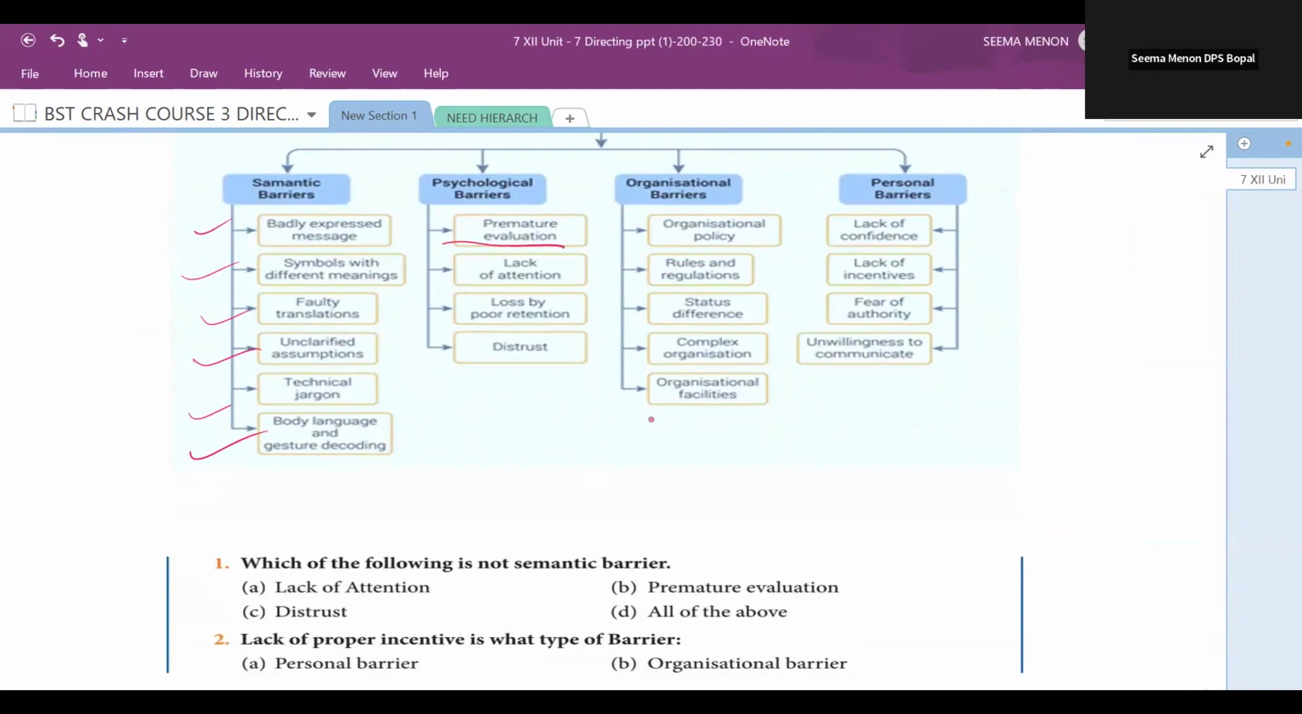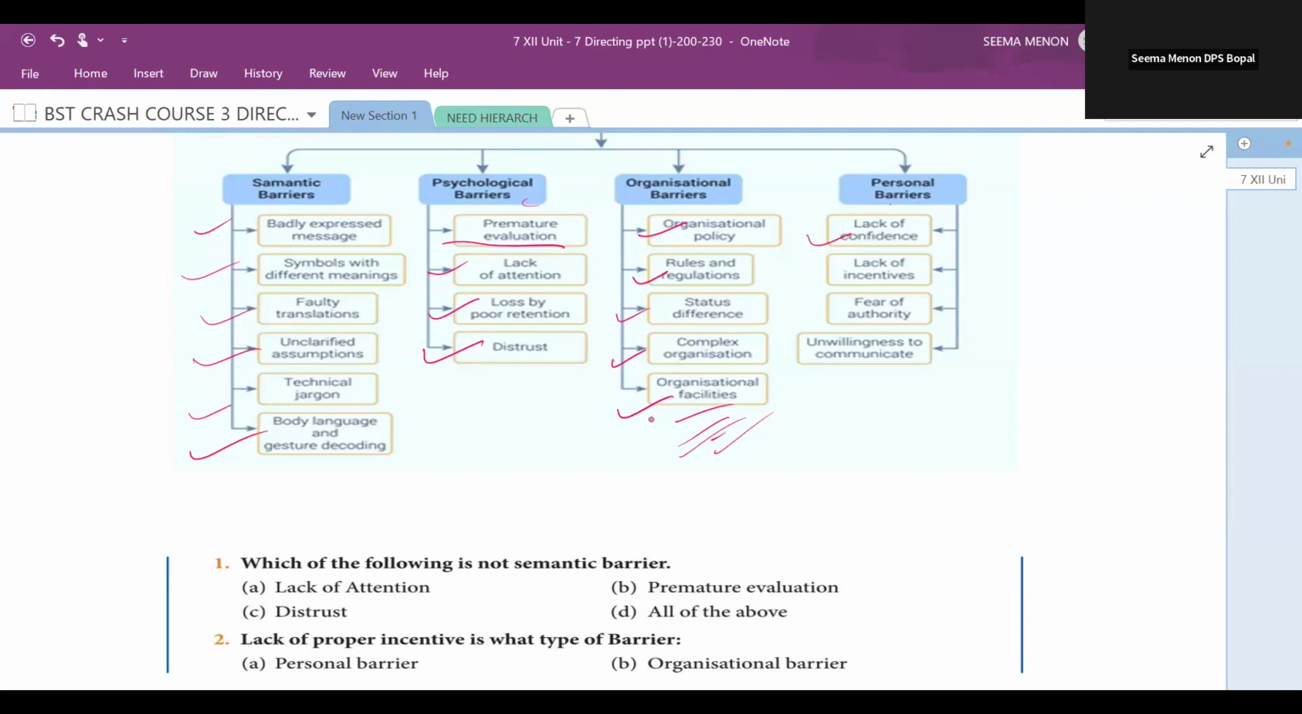Then coming into the psychological barrier, premature evaluation. Whatever we are not hearing the entire thing, before that we evaluate ourselves. Lack of attention, loss by poor retention also, not able to remember because they are not interested. Distrust between the superior and subordinate. There comes psychological barriers. Organizational policy, sometimes rules they are strictly following from each level of hierarchy. Status difference maybe, that is also another reason. Complex organization, large organizational structure can be another reason. Organizational facilities like intercom, public address, meeting place, etc. That is not there. So there can be a delay in the communication.